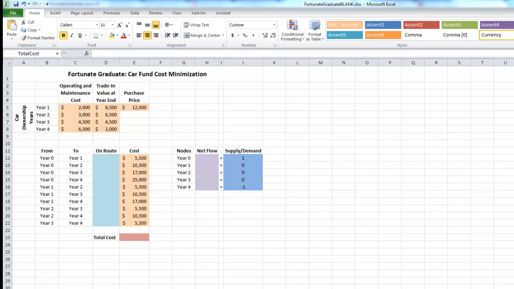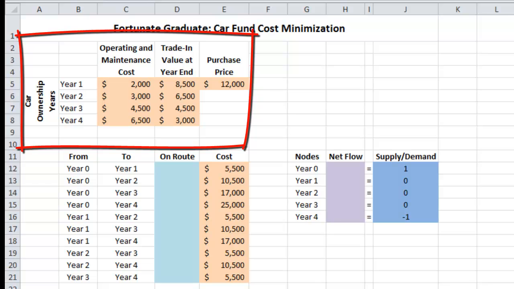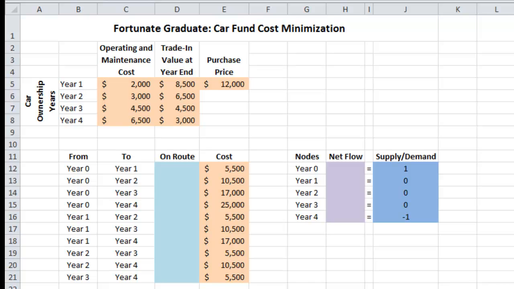Now, the first thing I want to do is give you a tour of the spreadsheet and just talk very briefly about what each part's role will be. Now, if you look at the top, you will see car ownership year on the left-hand side, and then operating and maintenance cost, trade-in value, and purchase price along the top. Now, the purchase price will stay constant throughout our problem because remember that Connor's parents have decided that a 3-year-old $12,000 car is the right mix of price, reliability, and safety for him. So that will remain constant no matter how many times he trades in and buys a car. It will always be $12,000.